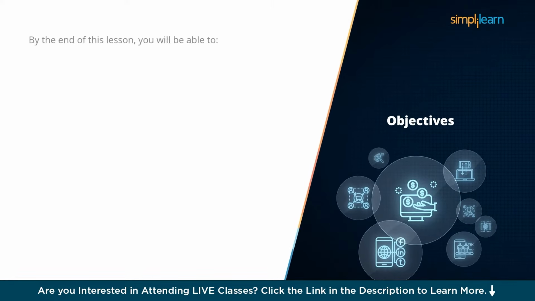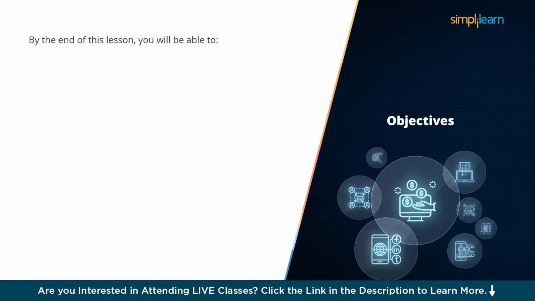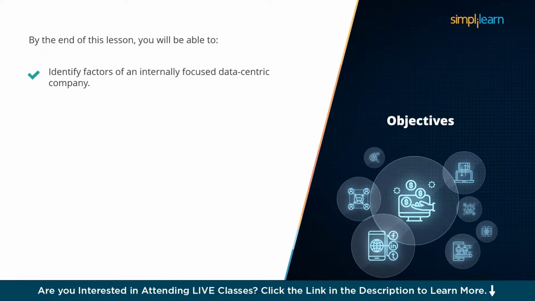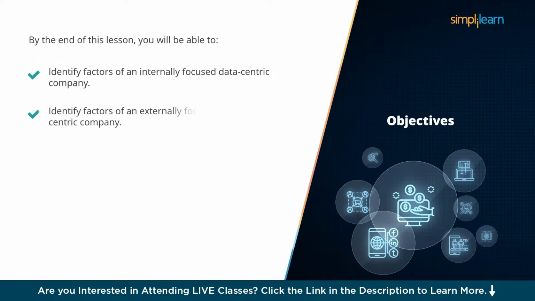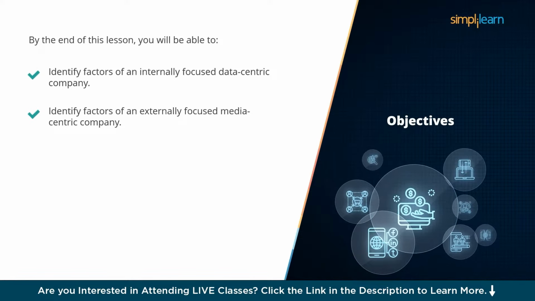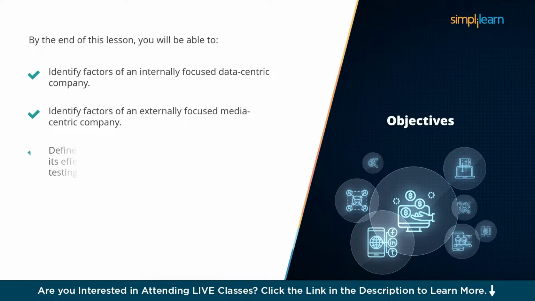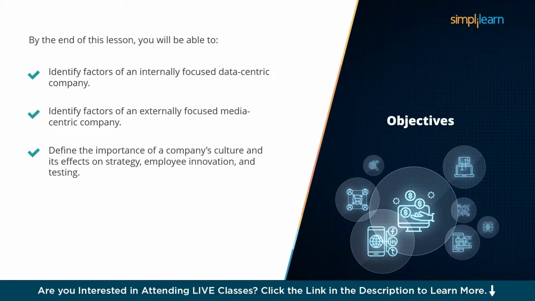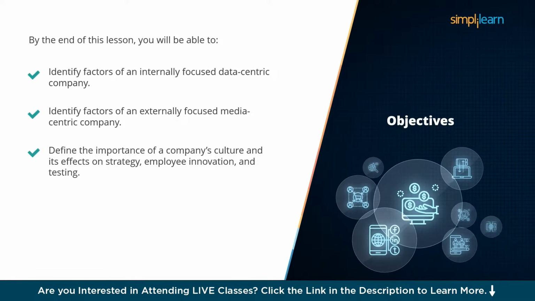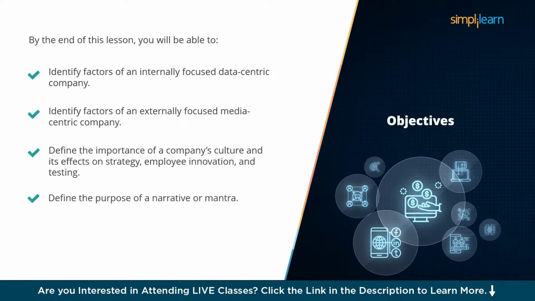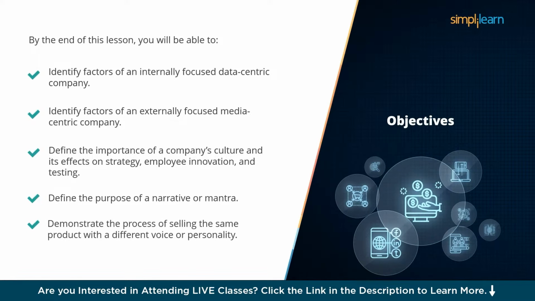Objectives. By the end of this lesson, you will be able to identify factors of an internally focused, data-centric company. Identify factors of an externally focused, media-centric company. Explain the importance of a company's culture and its effects on strategy, employee innovation, and testing. Explain the purpose of a narrative or mantra. Show how companies that sell the same product can do so with a different voice or personality.